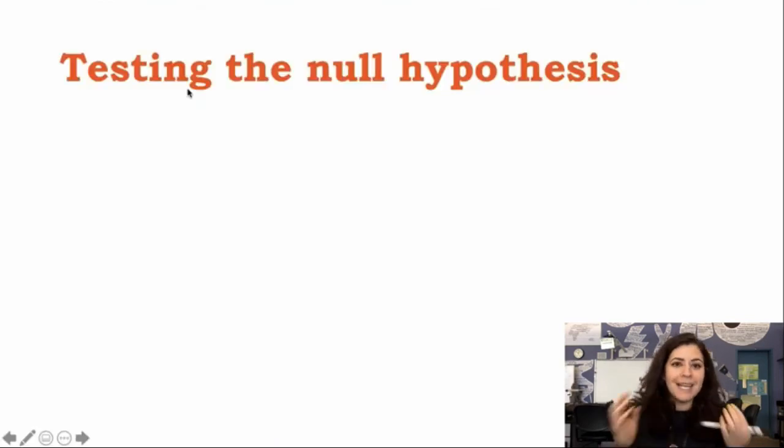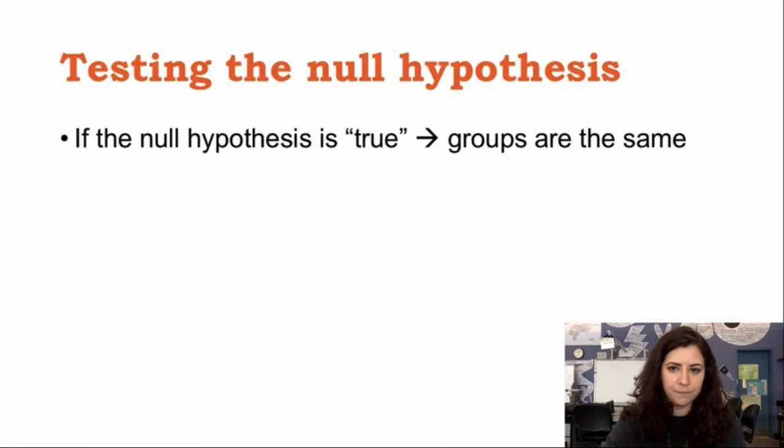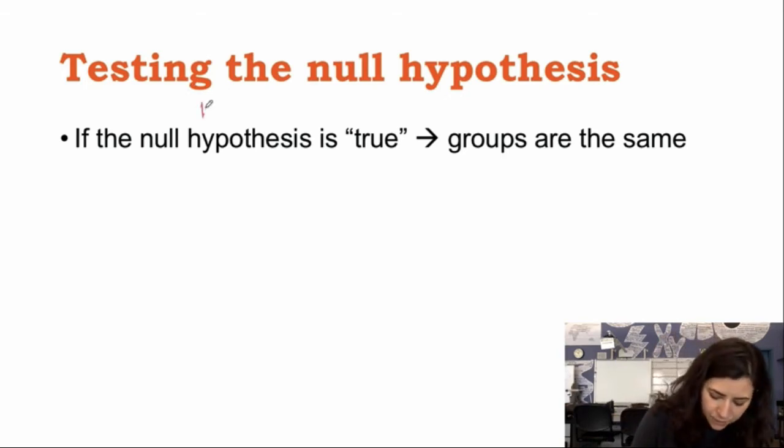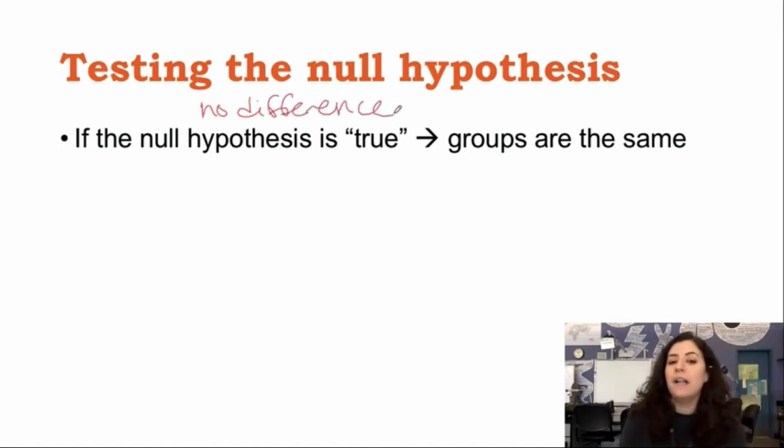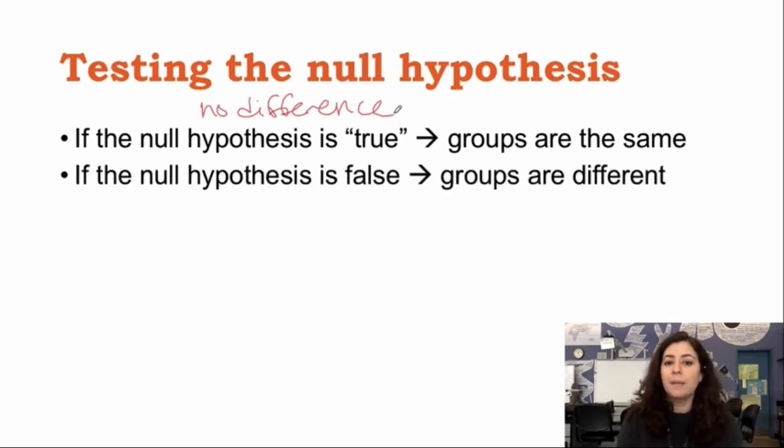So how do we actually test that null hypothesis? When we have that data, how do we actually figure out, are the two groups different or are they the same? If the null hypothesis is true, that means the groups are going to be the same. Because remember, the null hypothesis is that there is no difference. So if our null hypothesis seems to be correct, then that means there is no difference between the two groups. If our null hypothesis is false, that means the groups are different.